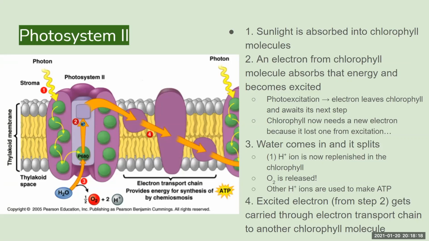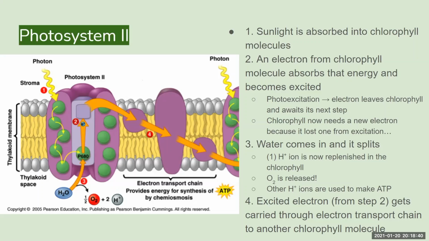So the first step is that sunlight is absorbed into chlorophyll molecules, and an electron from that chlorophyll molecule is going to absorb that energy and become excited, and this process is called photoexcitation. The electron then leaves the chlorophyll molecule and awaits its next step. Chlorophyll now needs a new electron because it just lost one from excitation. This is where water comes in.